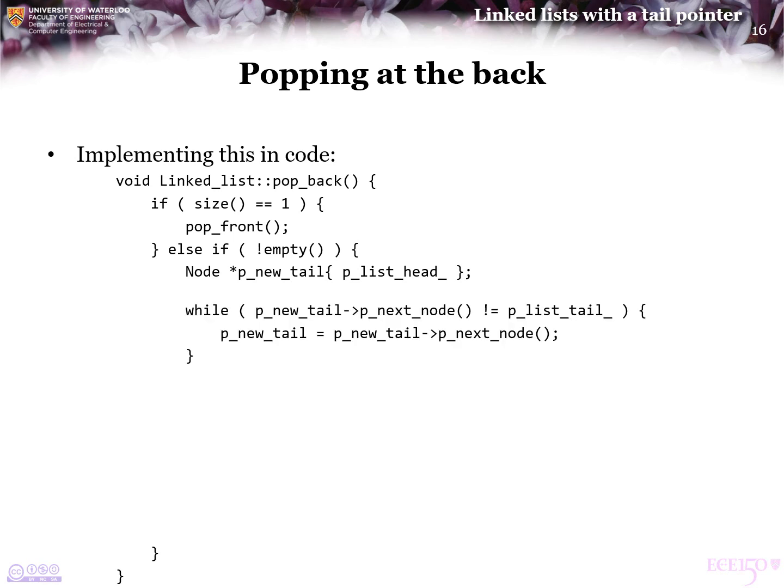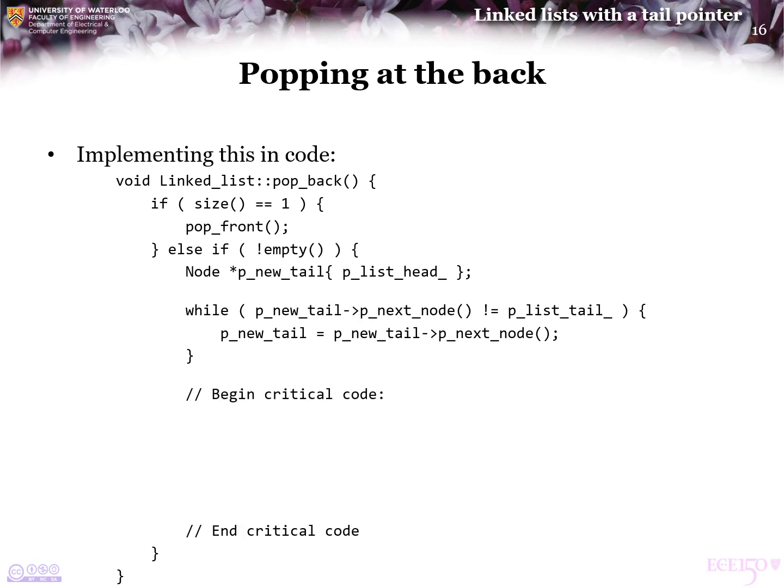Now, so long as the next pointer of the new tail is not equal to the current tail pointer, I'm going to step the new tail through the linked list. This will keep on going until new tail is storing the address of the second last node in the linked list. For once we get to that point, its next node address will be the same as the list tail address.